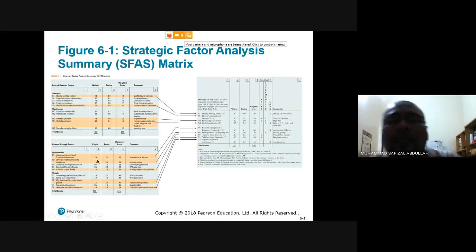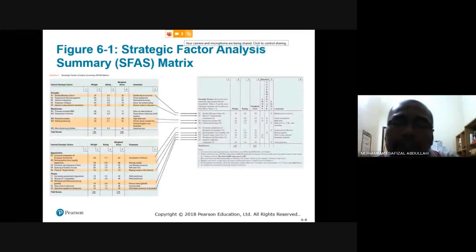All right, class. Now, how do we do the S-fast matrix? This is what we want to learn tonight. How do you do the S-fast matrix? Okay, class. I said earlier, S-fast matrix is the combination from the I-fast and the E-fast matrix. Combination, how is it, sir?